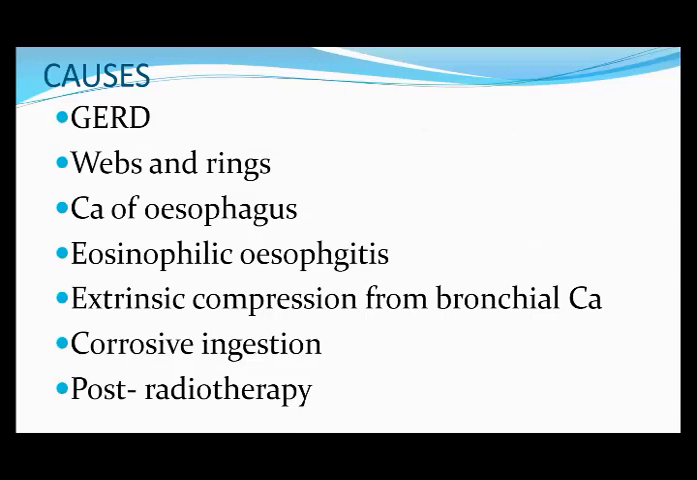Now, what are the reasons for esophageal strictures? Gastroesophageal reflux disease, webs and rings in the esophagus, carcinoma of the esophagus, eosinophilic esophagitis, extrinsic compression from bronchial carcinoma, that is outer compression from outside, the lung tumor compresses the esophagus, and that leads to the development of stricture formation in the esophagus.